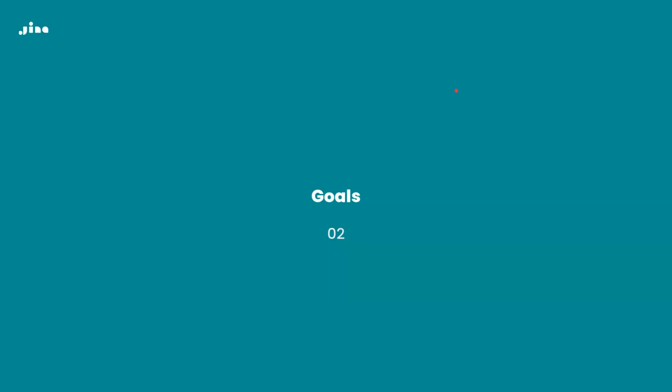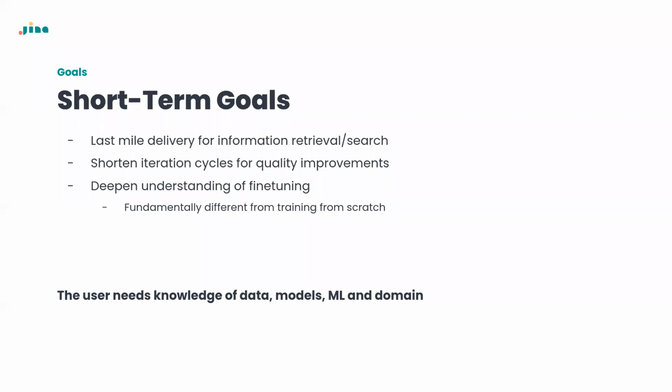So what are the concrete goals of the fine-tuner? In the short term, we want to be the last mile delivery for information retrieval and search tasks. So what I said in the last slide, where I said we want to be the last part of the funnel. But for now, we want to explicitly, for us, shorten the iteration cycles for quality improvements. So we want to build small tools which help us understand information retrieval on a general scale better, and also help you to understand information retrieval better. And ideally, we want these tools to live long and also be usable in the future. But for now, we mostly concentrate on understanding fine-tuning more and more, and help you understand fine-tuning more.